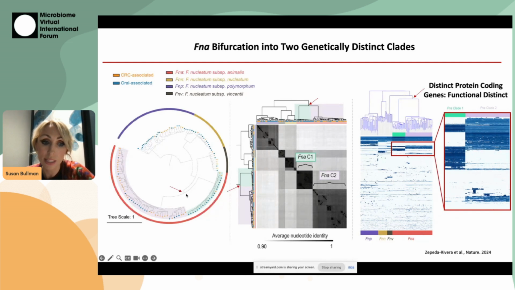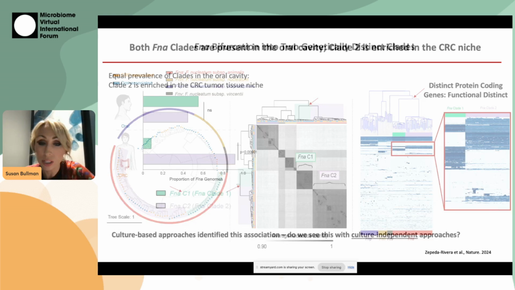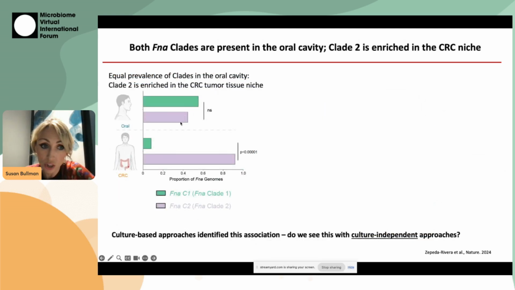So there are two distinct clades within what was being typed as Fusobacterium nucleatum subspecies animalis, but they really are genetically distinct, as we can see through K-SNP, ANI, and protein coding genes. Again, bifurcating from a common ancestor into two distinct clades. And when we looked at their niche localization, we saw that both of these clades were present in the oral cavity. There is no significant difference in their prevalence.